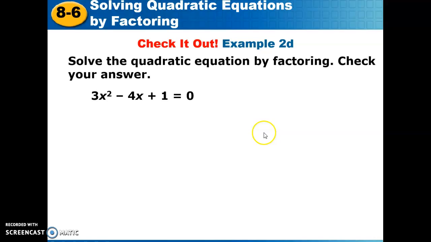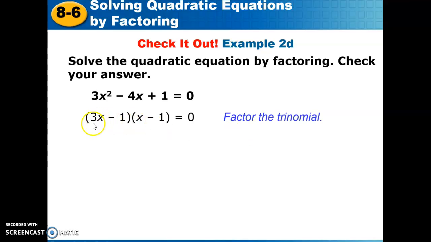All right, let's try this one. 3x squared minus 4x plus 1 equals 0. Okay, we're going to factor this, and we have 3x minus 1 times x minus 1. And guess what? We're going to do our little trick. We're not even going to set them equal to 0, but we can take the opposite of this, which is positive 1, divided by 3. So one of our answers is going to be 1/3. The other answer is going to be 1.